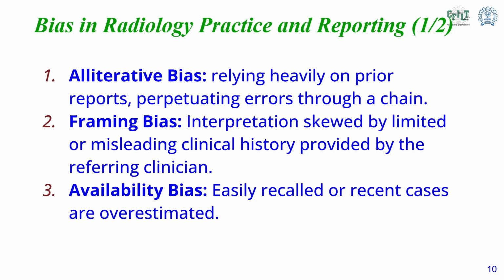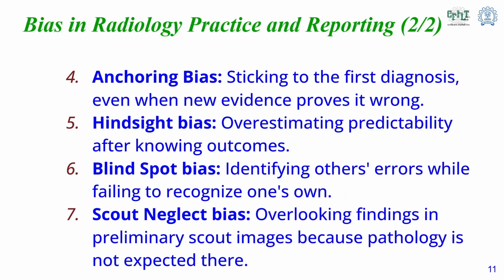Availability bias refers to when we overestimate easily recalled or recent cases. Similarly, anchoring bias is when we stick to our first diagnosis, even if new evidence proves that it is wrong. Hindsight bias is where we overestimate predictability after knowing outcomes. And similar such biases, such as blind spot bias, refers to when we are not able to identify our own errors, but we can identify others' errors. Scout neglect bias is where we overlook findings in preliminary scout images because pathology is not expected there.